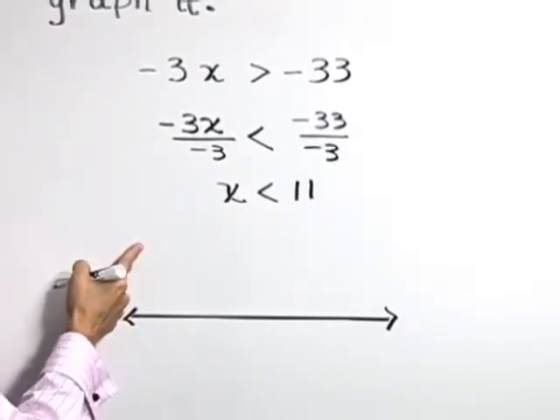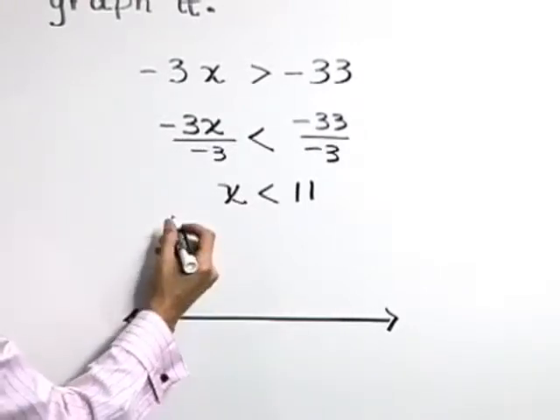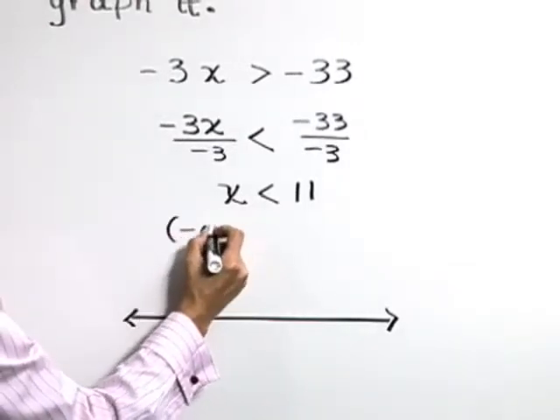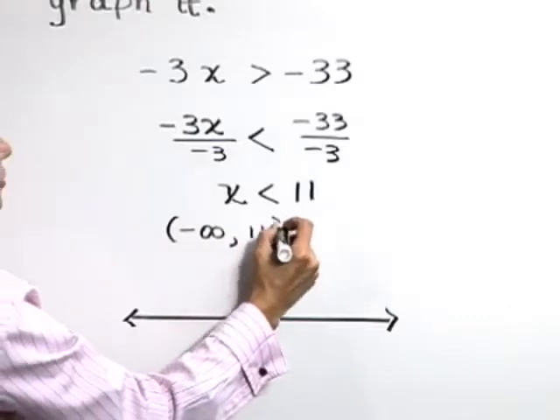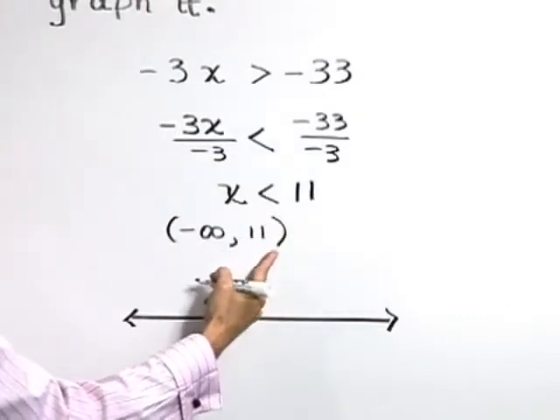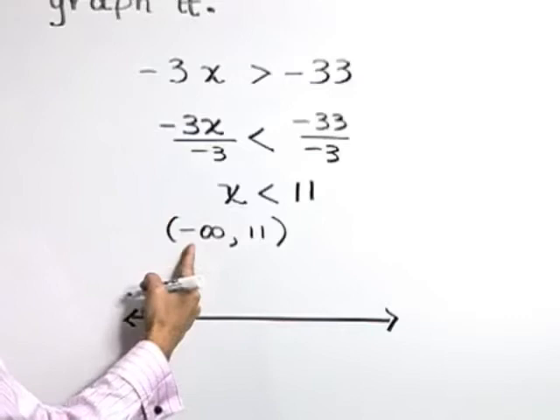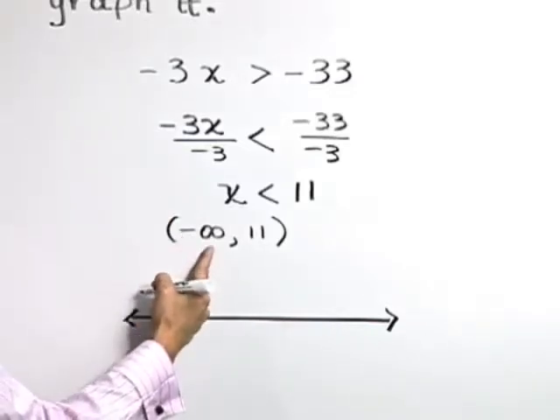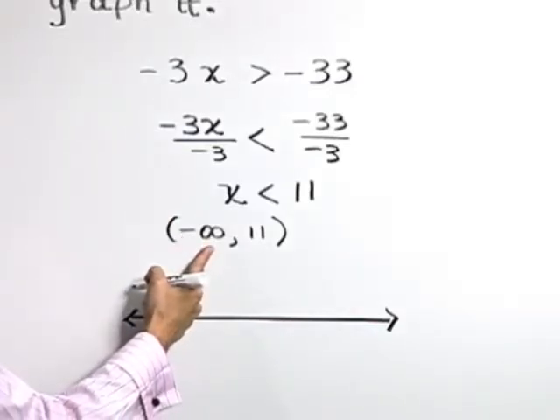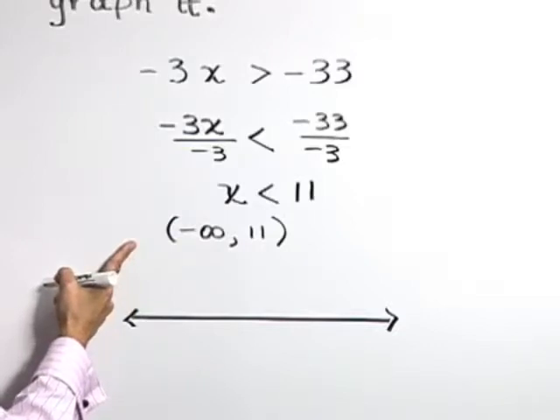In interval notation, we would describe this as all numbers from negative infinity up to, but not including 11. And we use parentheses here with our infinity symbols. This is negative infinity. We also want to graph this solution.